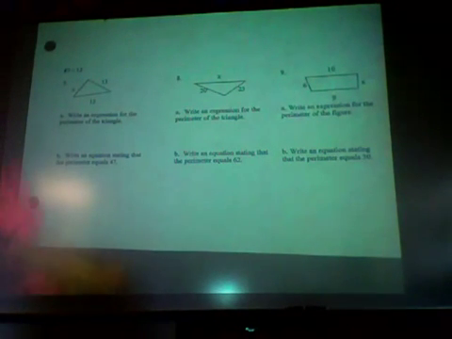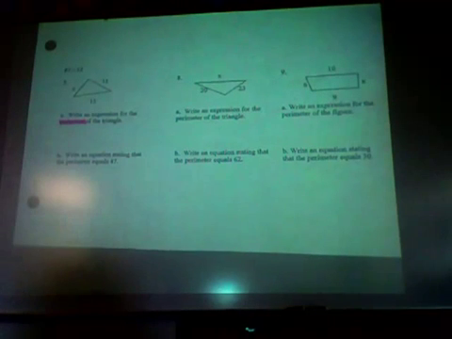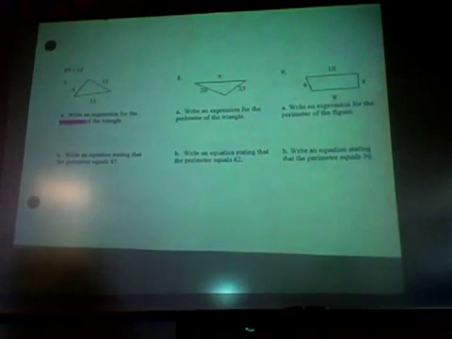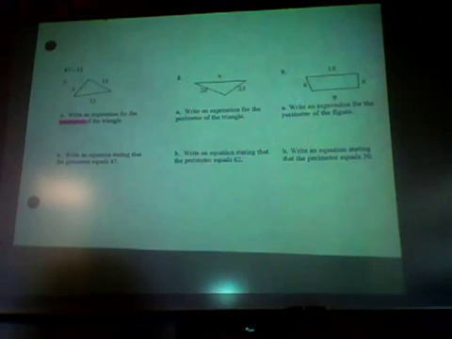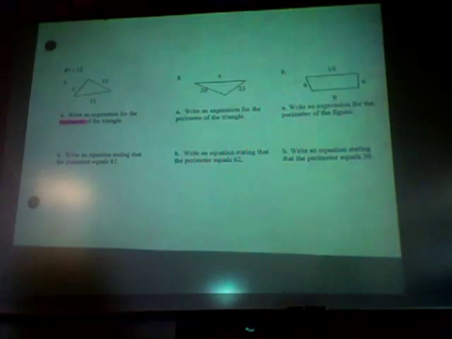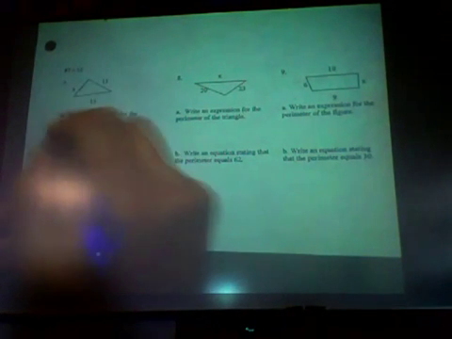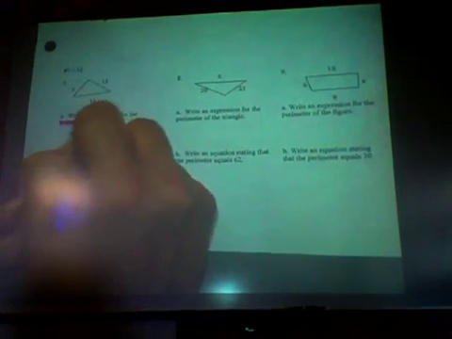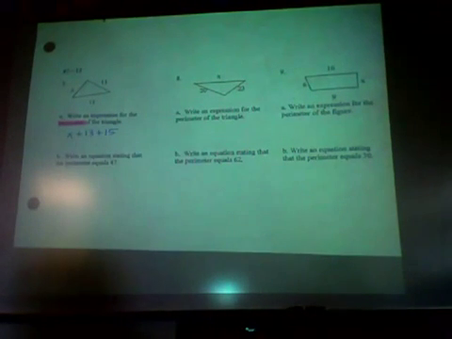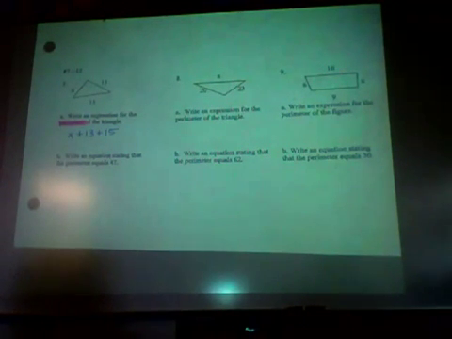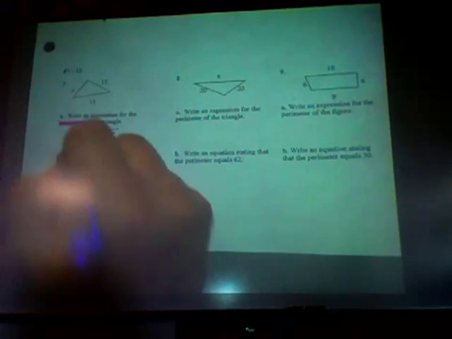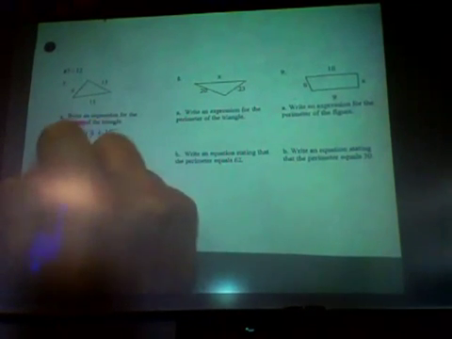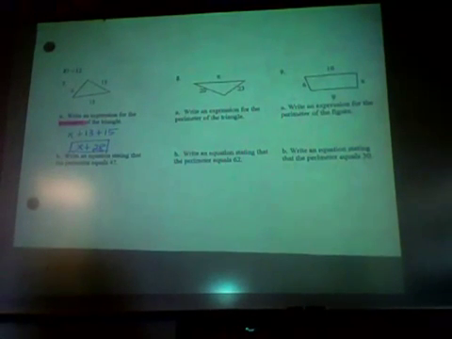It says, write an expression for the perimeter. So kind of the same thing you did above. So if I walk around, I've got x plus 13 plus 15. Is that the expression that you wrote down? Is that your final expression? Can't I combine like terms? What are you going to end up with? X plus 28, right? So that's the expression that I want to see there.